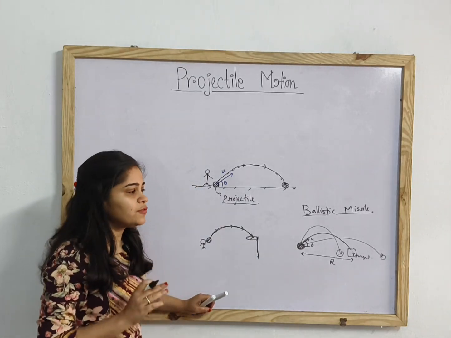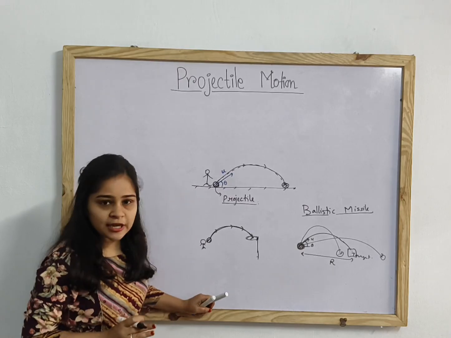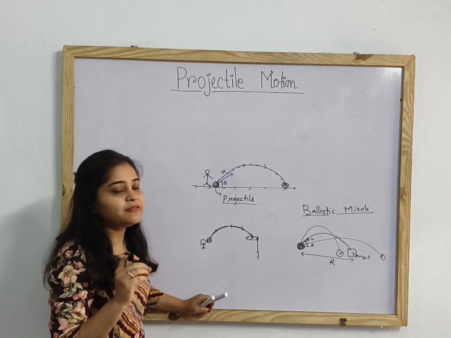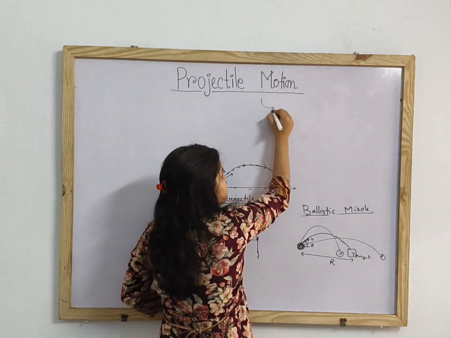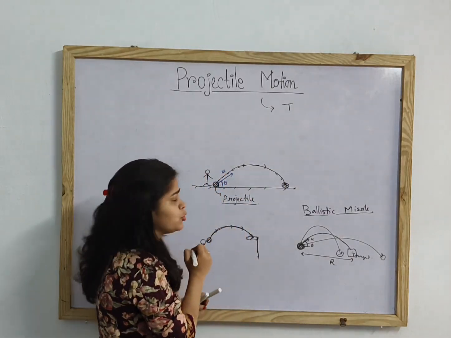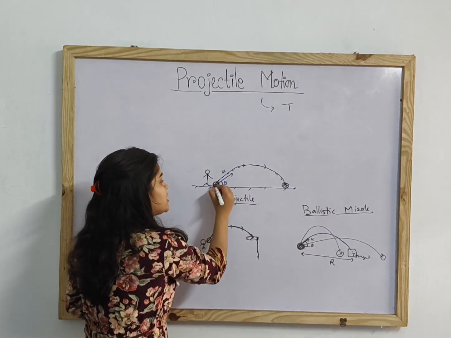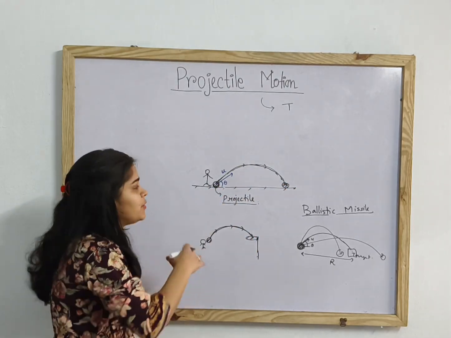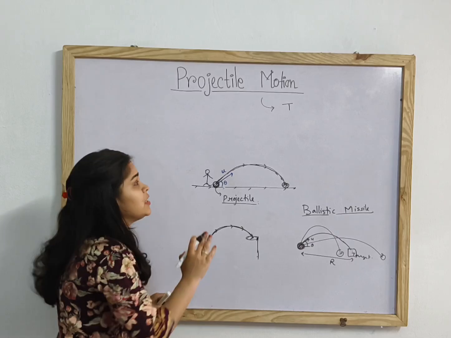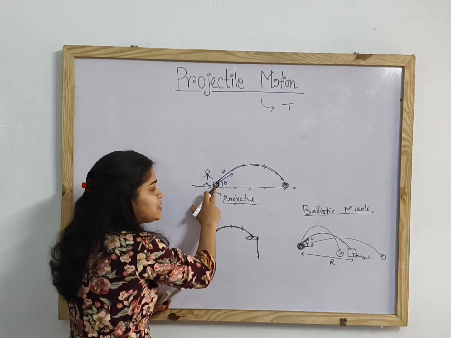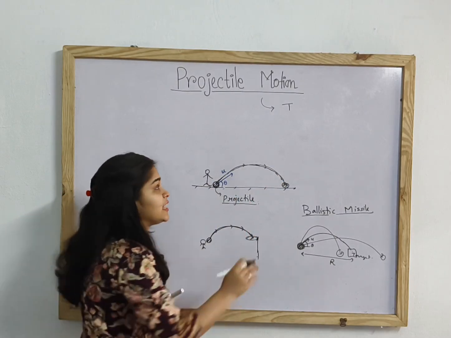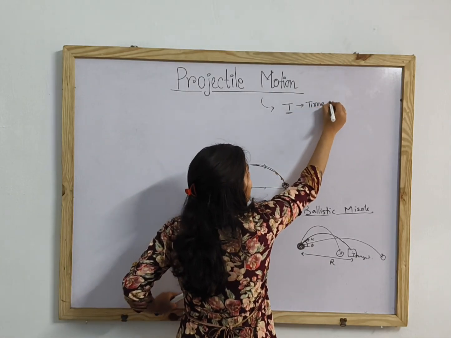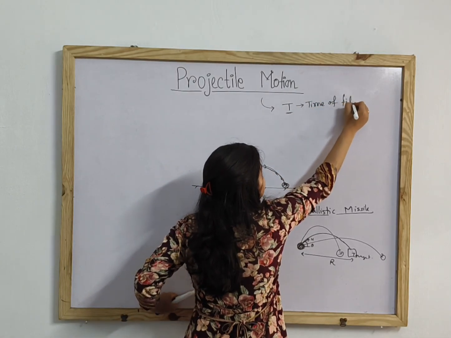So today in our syllabus, from projectile motion, we have to calculate the total time taken by the projectile. Suppose this is the projectile and it is thrown and traverses a certain path, the parabolic path. What is the total time taken by this projectile to complete its journey? We have to calculate t, and that is called the time of flight.